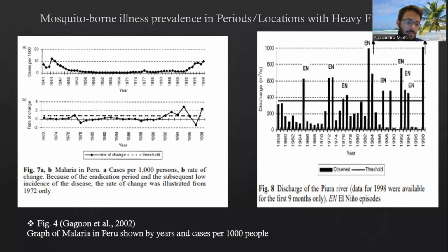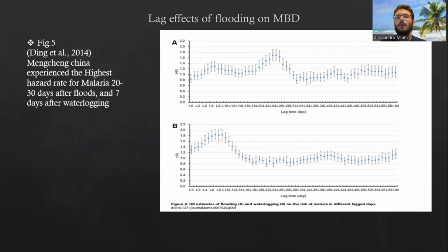Now, graph 4B is showing rate of change of malaria per years, and you don't see any data before 1972 because, as I said before, malaria was eradicated and there were no cases after, or very minimal cases of malaria in that area thereafter. Okay. So let's talk about lagged effects. Lag time is the wait period for something to happen after a certain event. And here we're talking about flooding and waterlogging, A and B respectively.